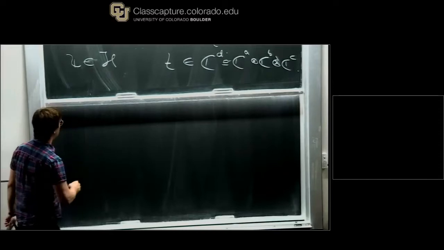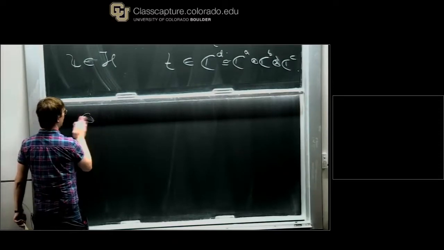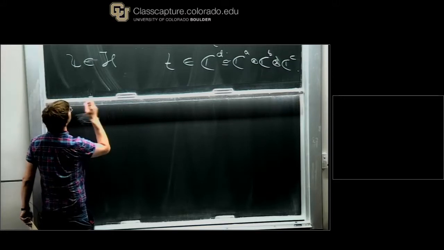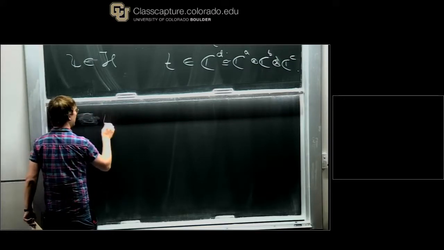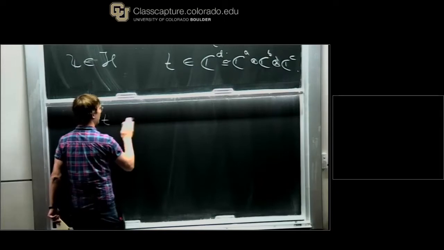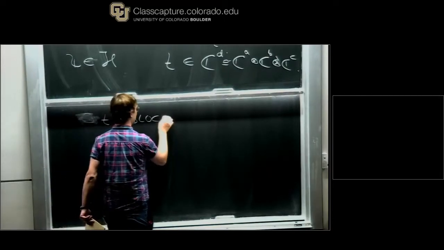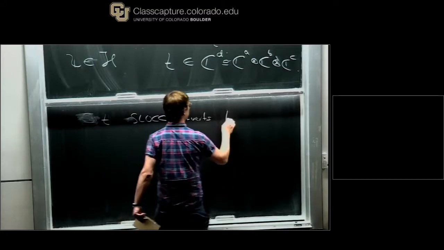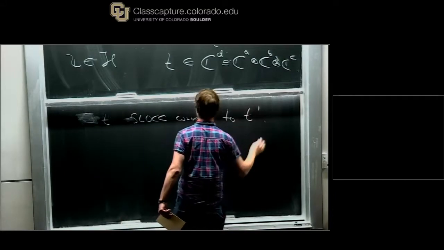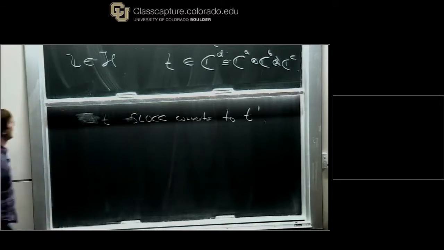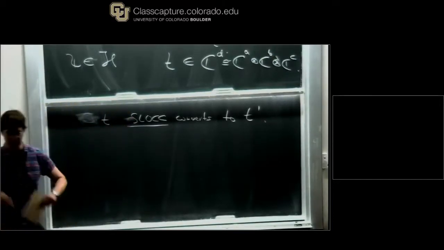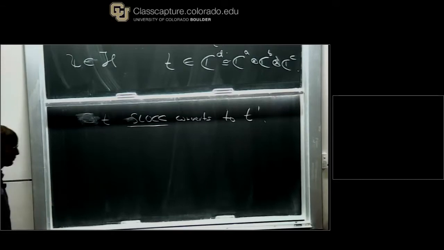But in quantum information, instead of saying T restricts to T prime, they would say T SLOCC converts, or it can be converted to T prime. And where does that come from? It kind of comes from what I just said, but let me make it more formal.